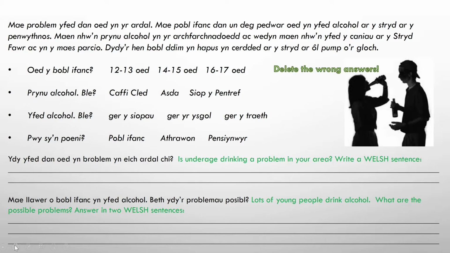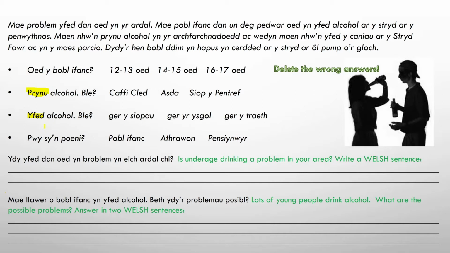Prynu alcohol, ble. Prynu is the verb to buy. So we'll highlight that there for you. Okay, so prynu, the verb to buy. Felly, ble mae nhw'n prynu alcohol? Caffi cled, Asda o siop y pentref. Yfed alcohol and ble. So let's highlight the verb again. Yfed, to drink. Ger y siopau. Ger yr ysgol or ger y traeth.